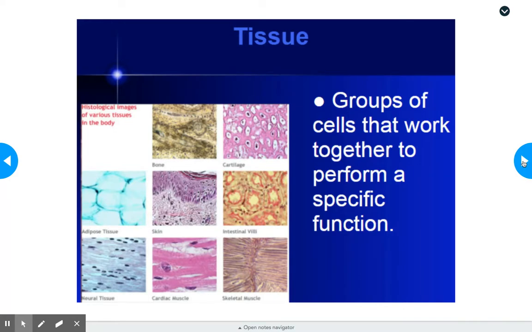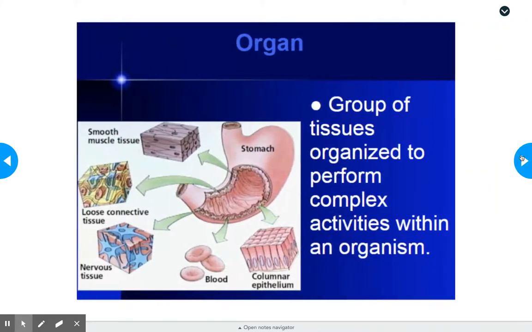So bone tissue, that's the type of tissue that works together to make bones. Cartilage, that's what your nose is made of. You have cardiac muscle, those are the tissues that make up your heart. All these different types of tissue. Then tissues come together to make organs.